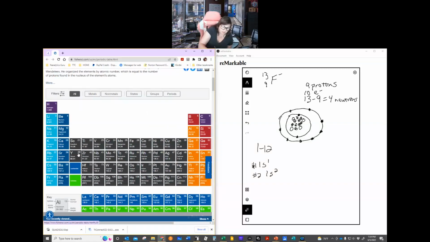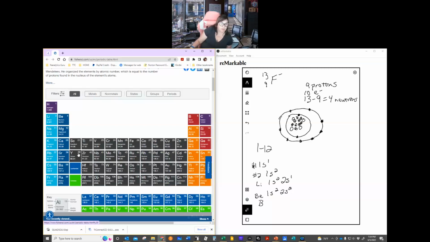Okay, when we talk about lithium, that's going to be a 1s2, and then we have 1 additional electron, so that's going to go into 2s1. When we talk about beryllium, that's going to be 1s2 and then 2s2, because I now have 4 electrons that I have to deal with. So 2 in the 1s and 2 in the 2s. Okay, so that's beryllium.